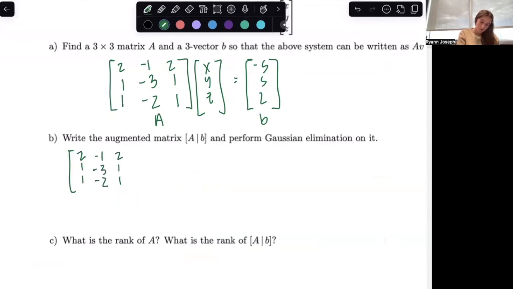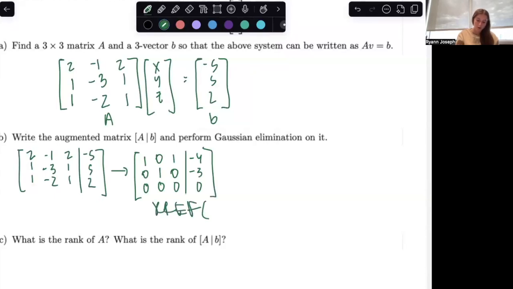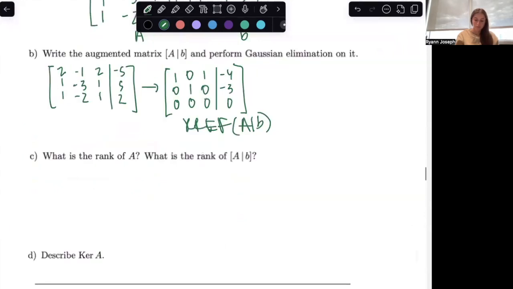2, 1, 1, -5, 5, 2. So finding this allows us to find the reduced echelon form, which gives us the solution set. I'm going to give you the reduced echelon form for now, but you should practice this on your own. So 0, 1, 0, 1, 0, 0, -4, -3, 0. So this becomes the reduced row echelon form of A augmented with B.